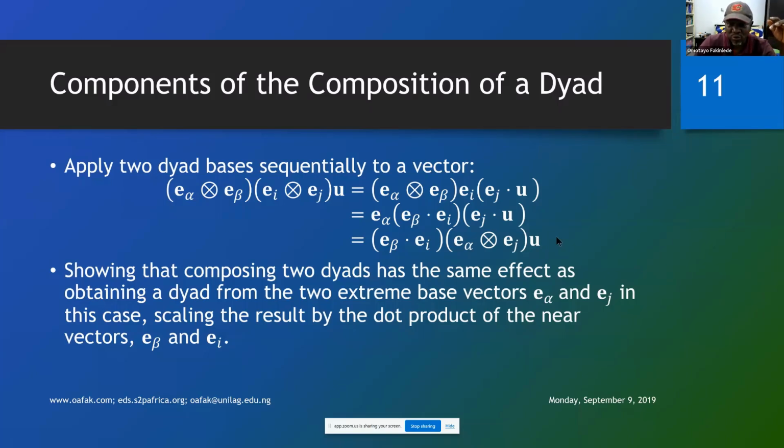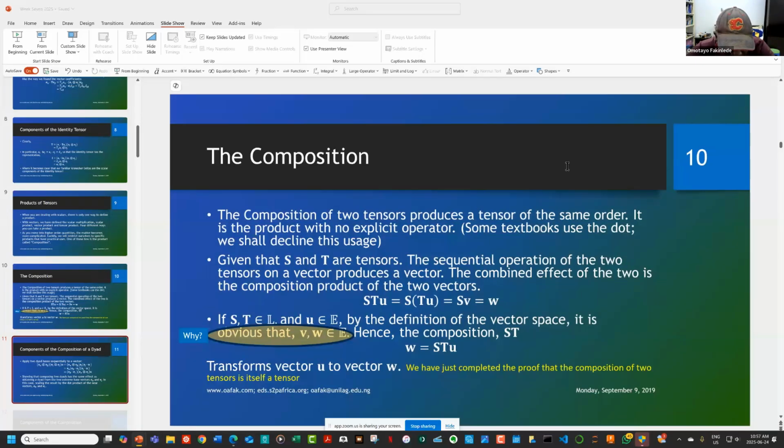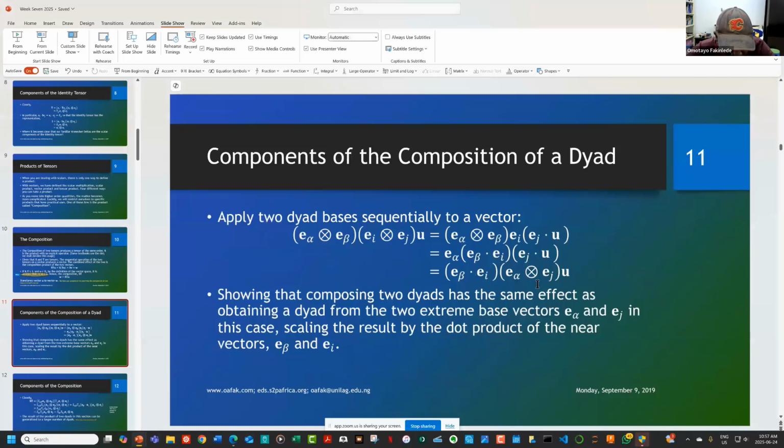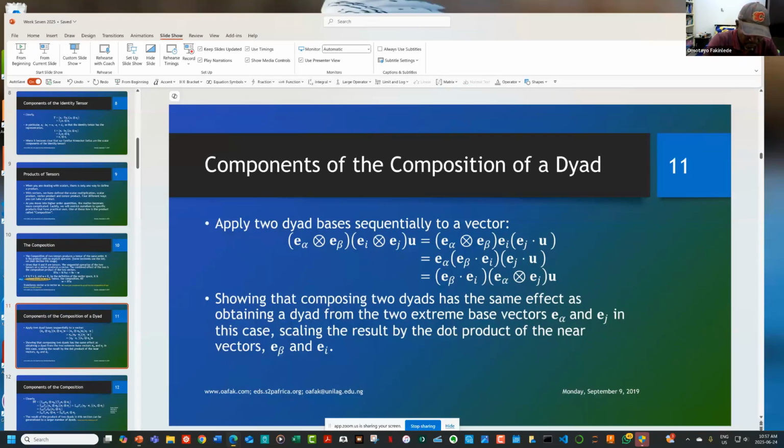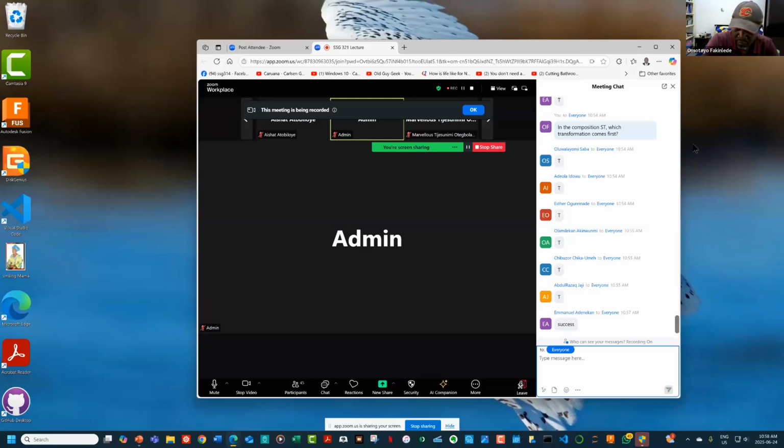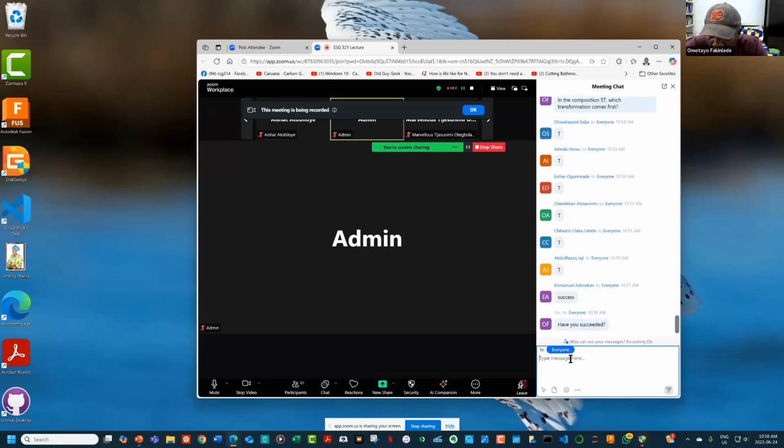So please do that, work backwards and tell me if you have succeeded in the chat room. Tell me when you have succeeded in the chat room. Work backwards. Emmanuel Lincoln said he has succeeded.